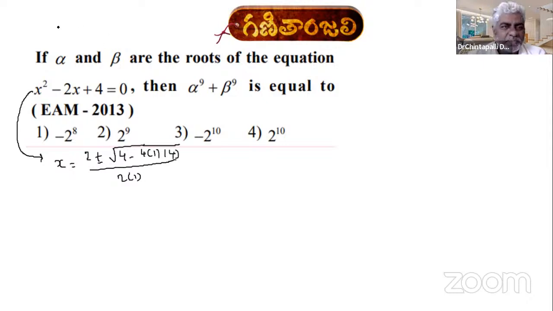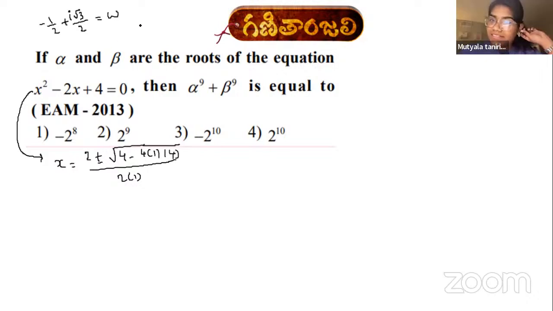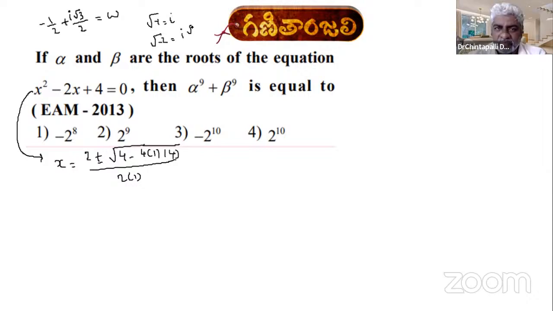Students, do you remember minus 1 by 2 plus I root 3 by 2? In yesterday's class, we understood that minus 1 by 2 plus I root 3 by 2 is equal to omega. And one more thing, root of minus 1 is equal to I. Root of minus 2 is I root 2. Root of minus 3 is I root 3.